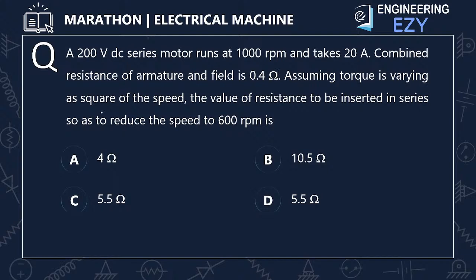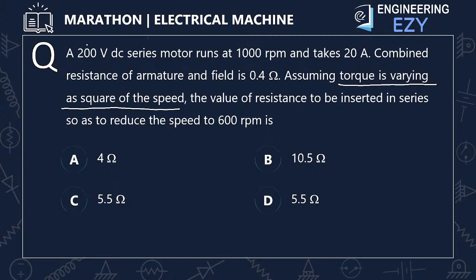Assuming torque varies as the square of the speed, find the value of the resistance to be inserted in series so as to reduce the speed to 600 rpm. How much resistance do we have to insert in series with the series DC motor so that the speed is reduced to 600 rpm, with torque varying as the square of the speed? It is given that torque is directly proportional to the square of the speed. So it is an easy question to solve.